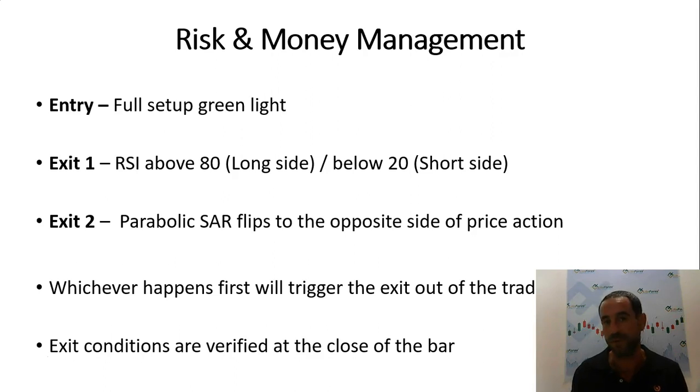Let's start with the first exit. So we're going to have to follow the RSI every single bar. At the bar that the RSI points out 80 and above, right? That's the moment we're going to pull out. We're going to close the buy trade. Or we might have to exercise the second exit here, which means the parabolic SAR flips over.